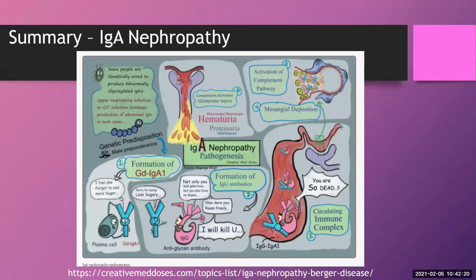Those complexes circulate through the blood, deposit in the kidney, cause mesangial deposition and activation of complement, which results in injury to the kidney, injury to the glomerulus, and loss of blood and protein, which are referred to as hematuria and proteinuria, into the urine, which is a common presenting symptom for IgA nephropathy.